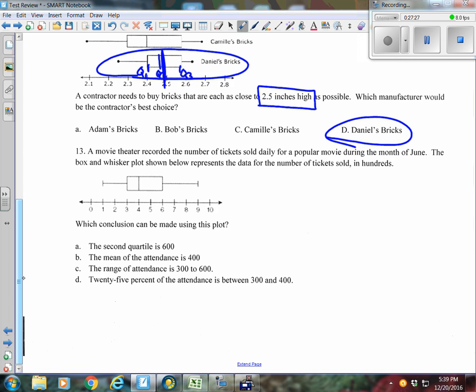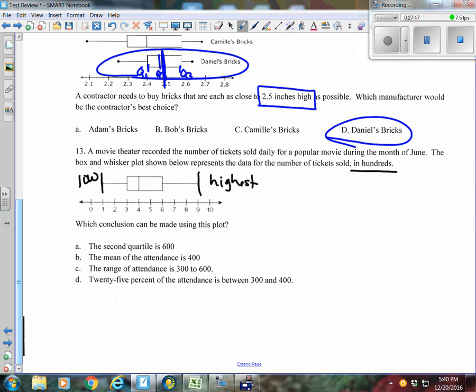The movie theater recorded tickets sold daily for movies during the month of June. This is a box and whisker. Let's just review. This is where our 5-number summary goes into play. 1 is the lowest value, 9 is the highest value. Notice that it says these are tickets sold in hundreds. So 1 would be 100 and 9 would be 900.